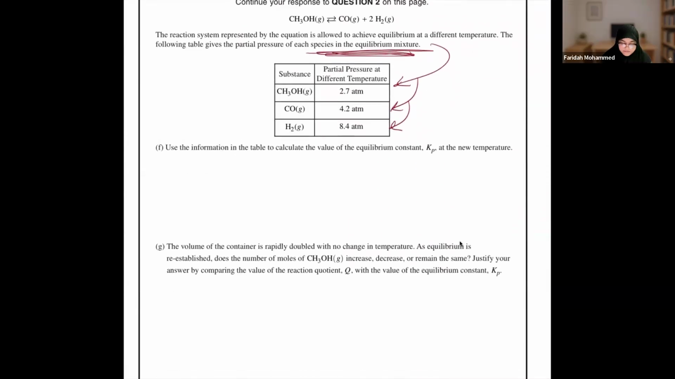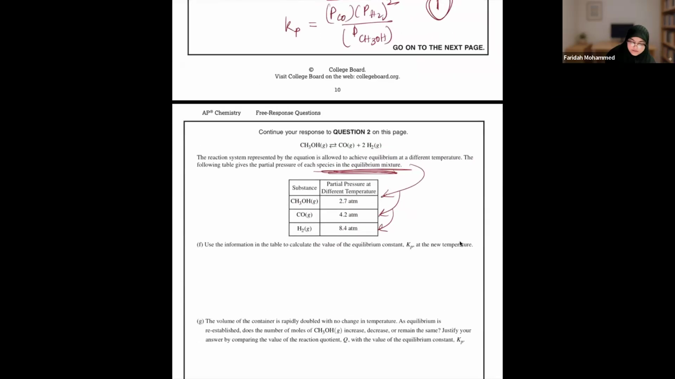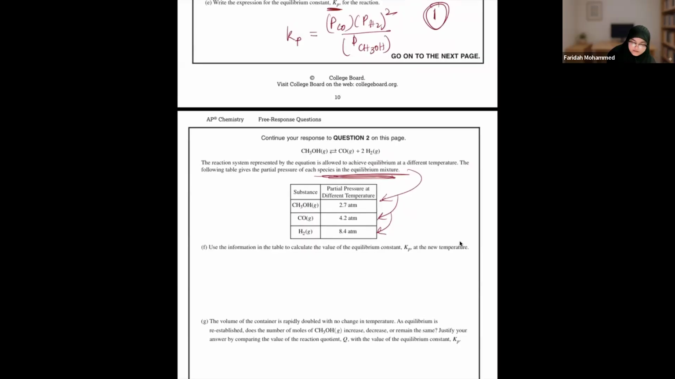Okay, for F. Because these are equilibrium mixtures, that means these pressures are at equilibrium. You guys can directly plug them into that formula on the top. And Kp would be 4.2 times 8.4 squared over 2.7, which is 110. No unit. Another 1 point.